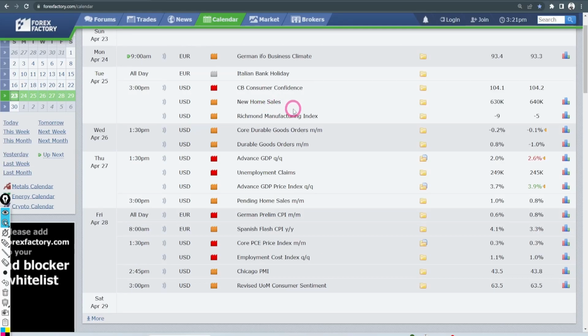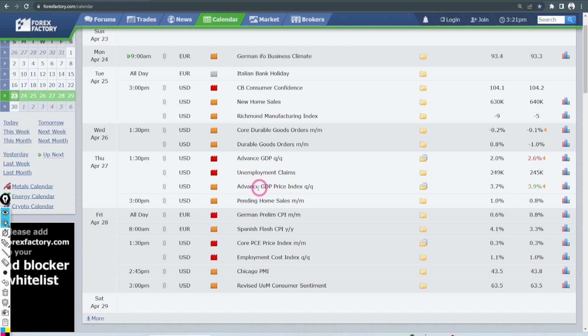All right, guys, starting off with the news. For the euro, we're expecting the German IFO business climate data, and on Tuesday, Italy bank holiday. Of course, the CB consumer confidence number will be released on Tuesday for the USD, right? Of course, home sales, Richmond manufacturing index, and so on. And on Wednesday, we're expecting for the USD, the core durable goods and durable goods data to be released. And on Thursday, of course, the advanced GDP and unemployment claims.